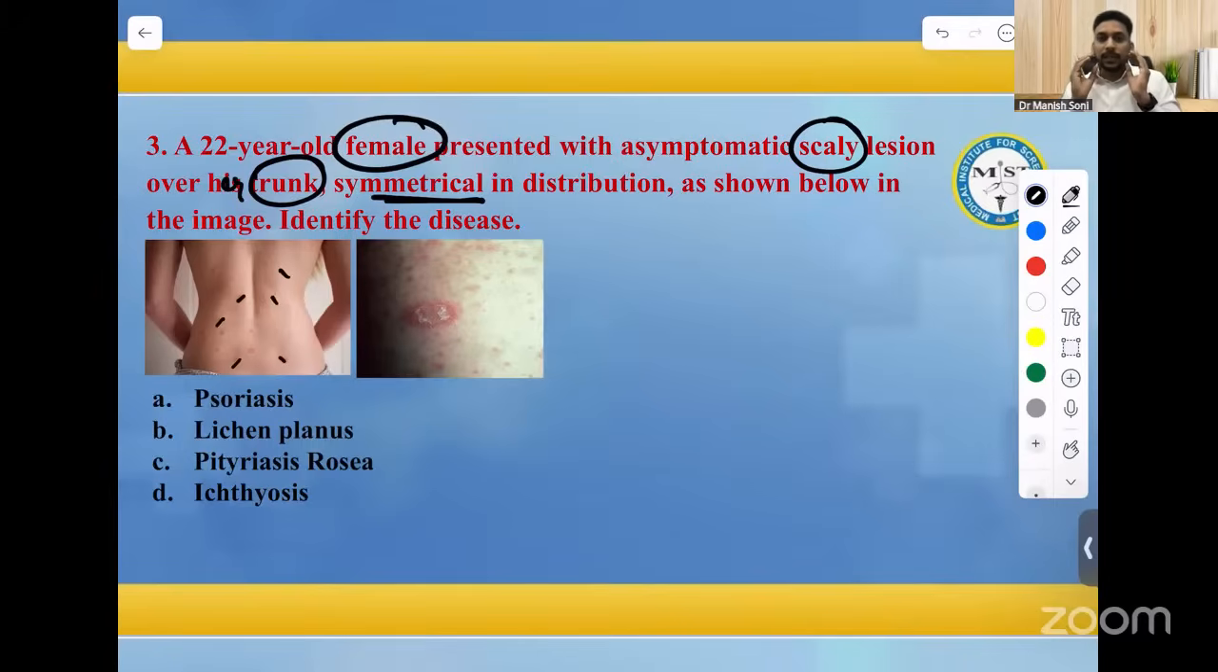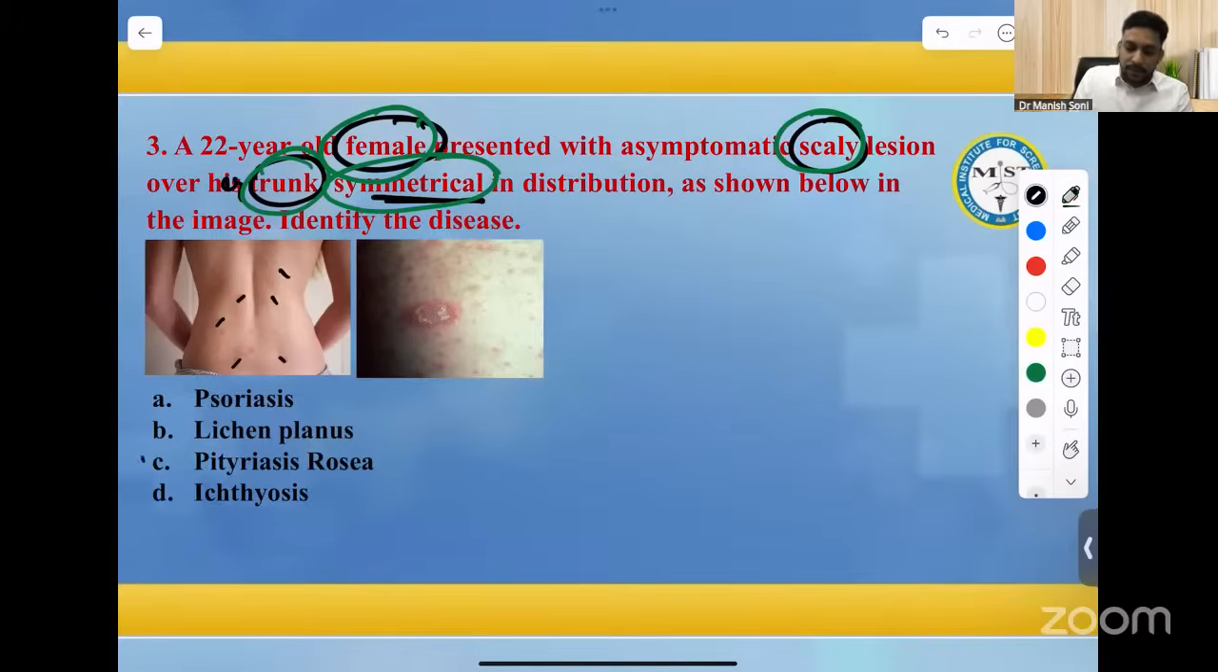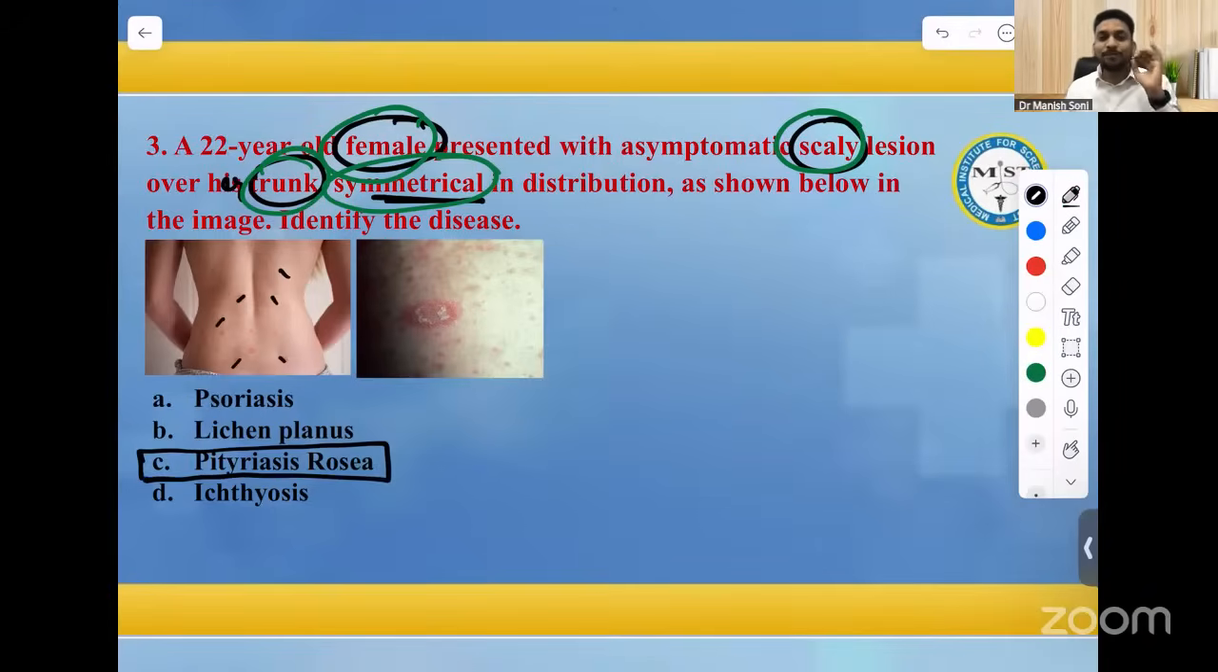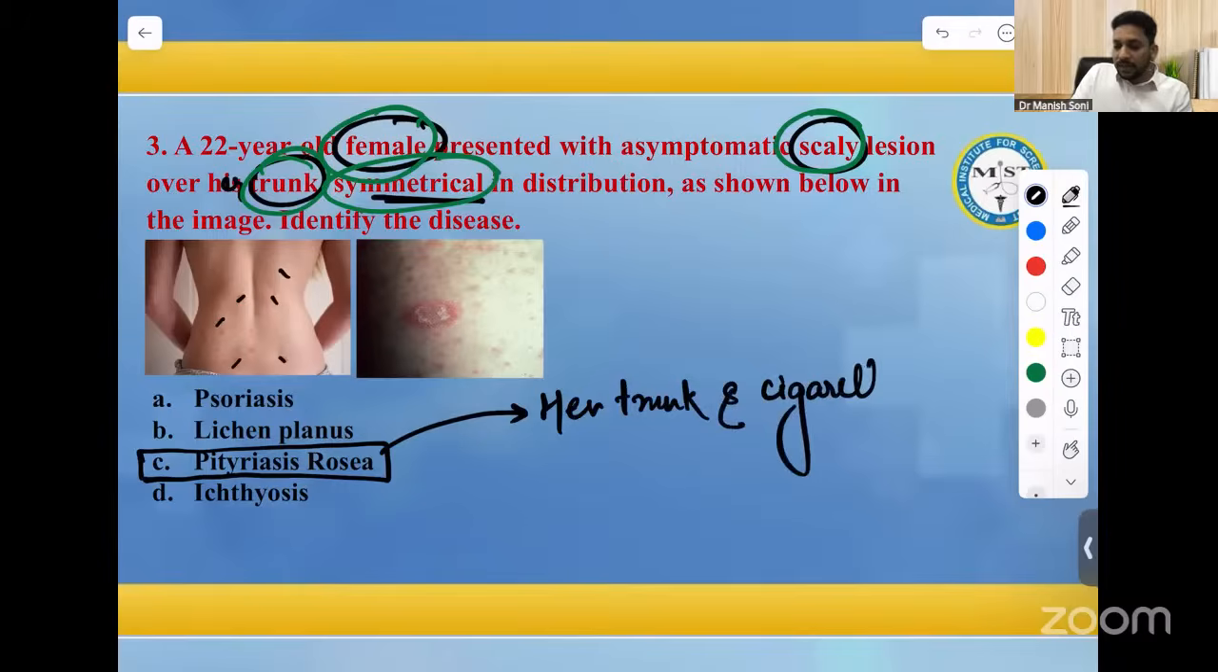So the important clues are before you. You can see female, scaly lesions over trunk, symmetrically present. It is a case of Pityriasis rosea. Why? Because I told you a very important mnemonic in Pityriasis rosea, and that is HER, trunk and cigarette on fire.